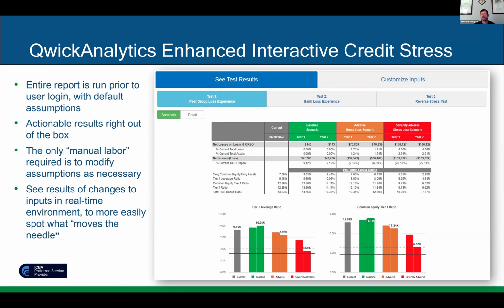The only thing that you really need to do is go over the results, take a look at the inputs, and tweak any inputs that you think need to be a little bit higher, a little bit lower. But they're relatively good default assumptions that are pre-built into the tool. So it's actionable pretty much right out of the box.